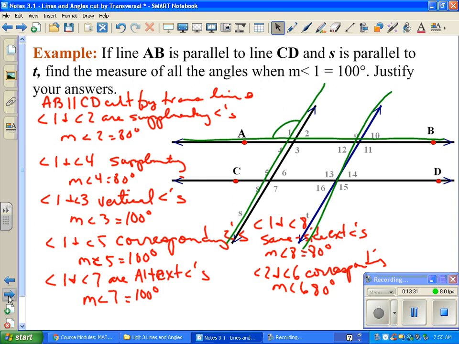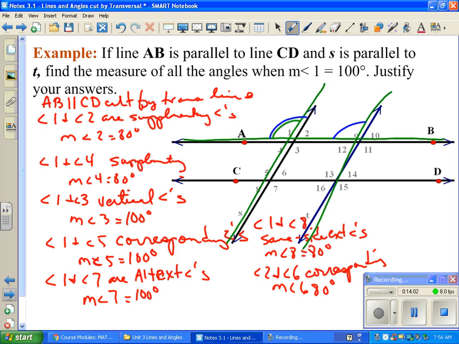Alright, you're back. So now, I'm going to compare angle 1 and 9, because I think that's a good choice. Angle 1 and angle 9 are both in the top left position. That makes them corresponding. So the measure of angle 9 would be 100. Once you have done that, you would want to also state that that is true because line S and T are parallel and they are cut by the transversal AB.